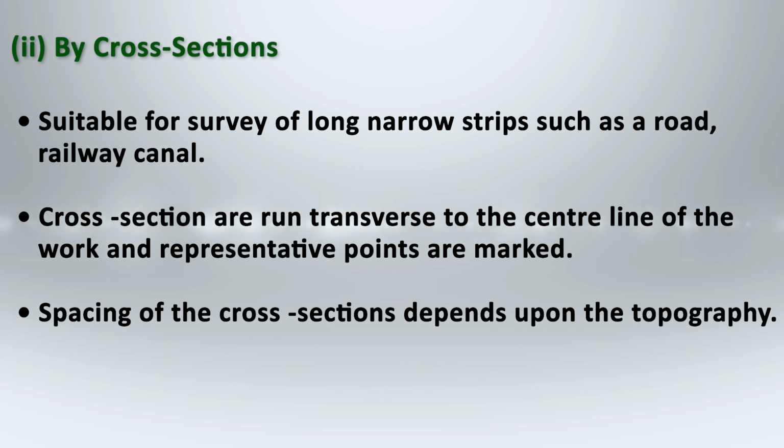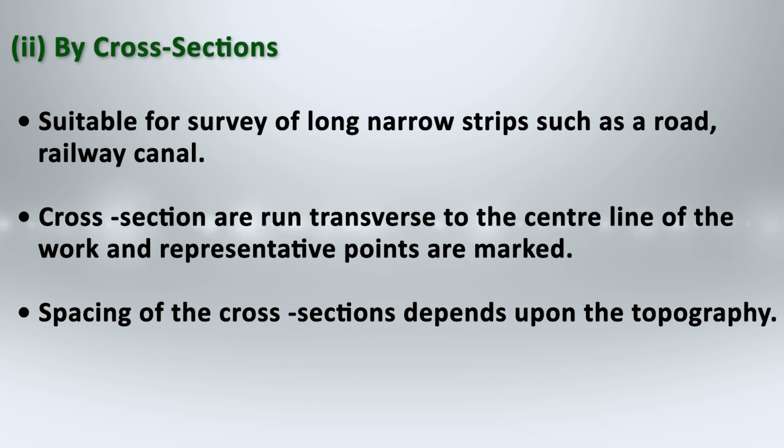The second method is by cross sections. This method is most suitable for survey of long narrow strips such as a road, railway, canal, etc. Cross sections are run transverse to the center line of the work and representative points are marked along the lines of cross section. The cross section lines need not necessarily be at right angles to the center line of the work. They may be inclined at any angle to the center line if necessary.